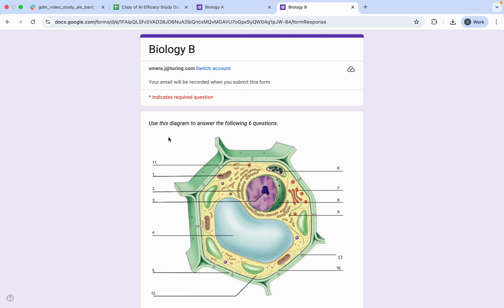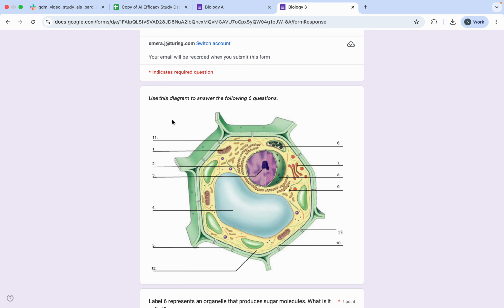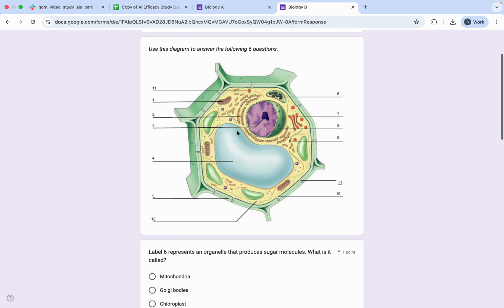Okay, so my first task is the biology B pre-test. Here we can see an image. Use this diagram to answer the following 6 questions.